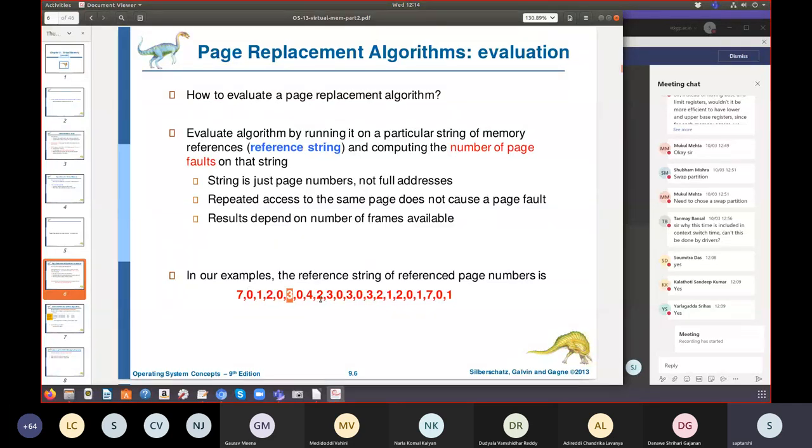Say algorithm A gives 4 page faults in this reference string, and algorithm B gives 8 page faults, then we would say algorithm A is much better. Okay, so this is how we will compare among different page replacement algorithms: by taking the same reference string and then checking how many page faults occurred if this policy or this algorithm is followed. Any questions still here?